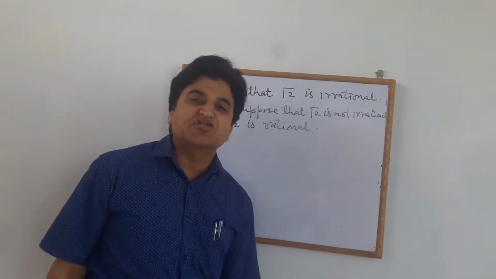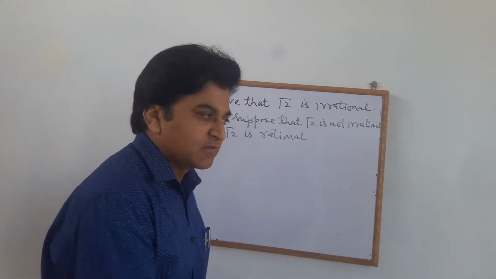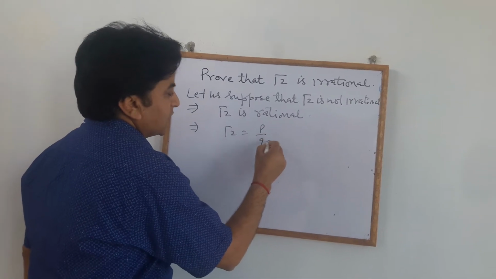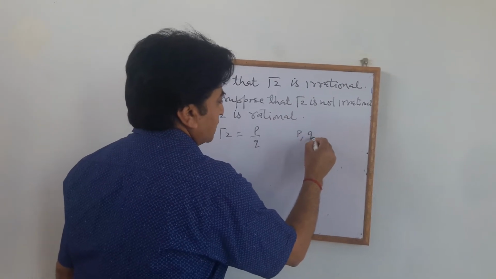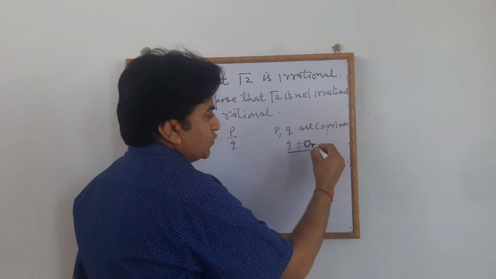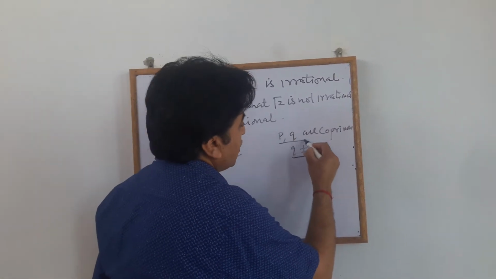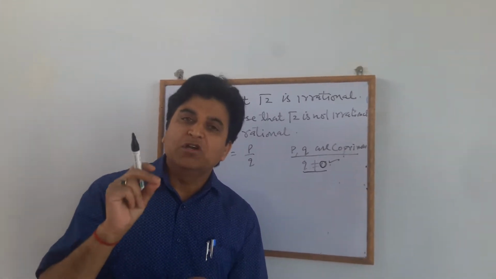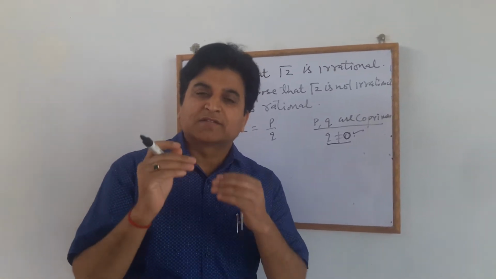And we have studied that a rational number can be expressed in the form of p by q. P by q means numerator and denominator. So let's do that, which implies root 2 is equal to p by q. What are p and q? p is numerator, q is denominator, and p and q are co-primes. q not equal to 0 means denominator not equal to 0. Now p and q are co-primes, what does it mean? It means that numerator and denominator have only one common factor, that is 1 only. They have no other common factors except 1.